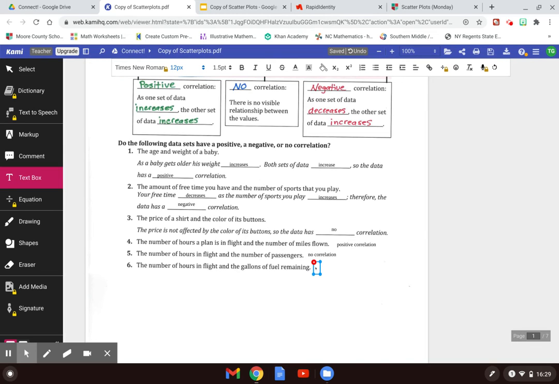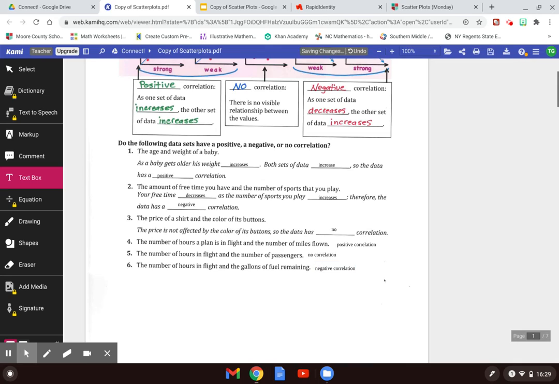And then our last one says the number of hours in flight and the gallons of fuel remaining. So the longer I'm in flight, that is a set of data that is increasing. But as I fly longer, my fuel decreases. So this is going to be a negative correlation. All right, so that is our notes for today.